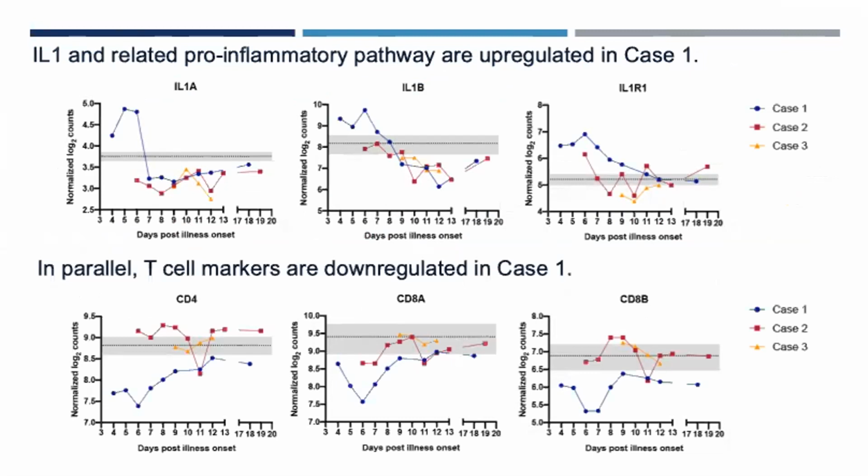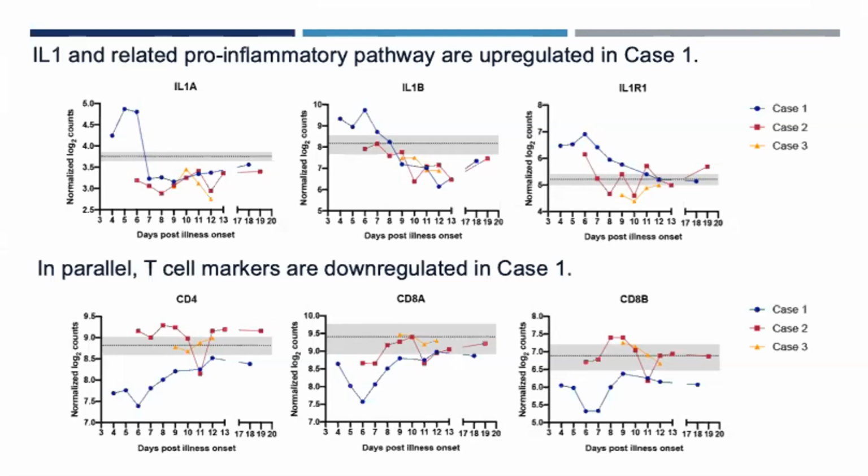And in parallel, what we saw were that the T-cell markers CD4, CD8A, as well as CD8B, there was reduced expression in case 1 as compared to both healthy controls or case 2 and case 3, which were mild cases. And we thought that it could suggest recruitment of T cells from the peripheral blood to the site of infection or to draining lymph nodes, which could have led to the mostly negative SARS-CoV-2 RT-PCR findings that we saw in the throat swabs in case 1.